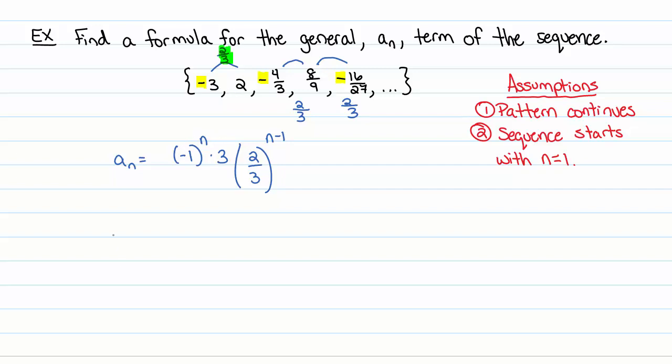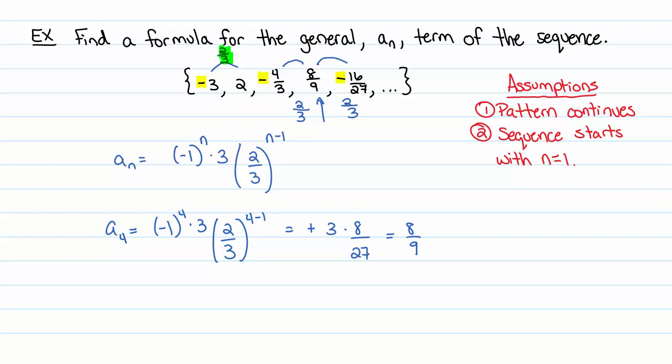And now you could start testing this. Well, what about at this fourth element, for example? Let's see what happens. Negative 1 to the fourth times 3 times 2/3 to the 4 minus 1, which is actually just 3, right? Well, the negative 1 becomes positive. We have 3, and then let's see, I'll have times 8 over 27. And that'll be 8/9. And if you take a look, that's exactly what that fourth element is. So this looks to be the pattern right here. I'll box it up. Actually, I'll just highlight it.